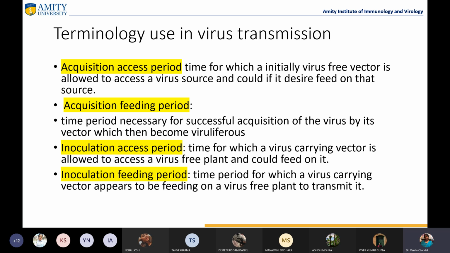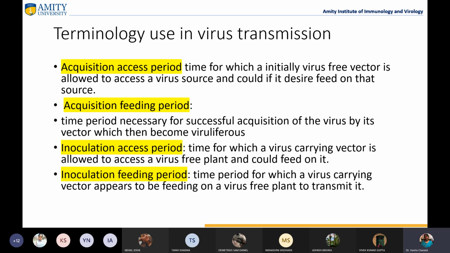Then the acquisition feeding period, as the feeding is there, right? This means the time period which is important for successful acquisition of the virus by its vector, and after that only it will become viruliferous. Viruliferous means it has acquired the virus now. Inoculation access period: the time for which a virus-carrying vector is allowed access to a virus-free plant and it could feed on it. So there's a virus-free plant and it is feeding on that particular plant. That is the inoculation access period.